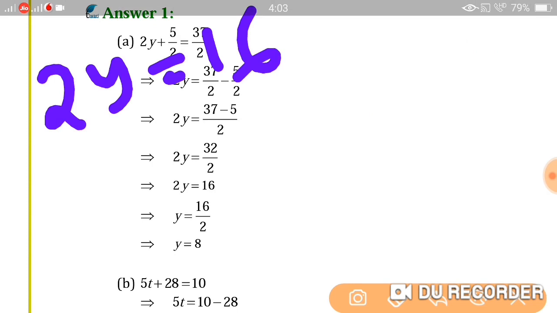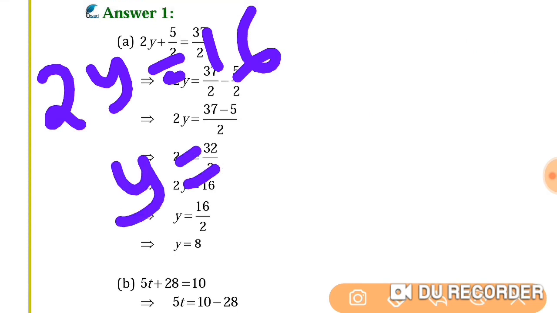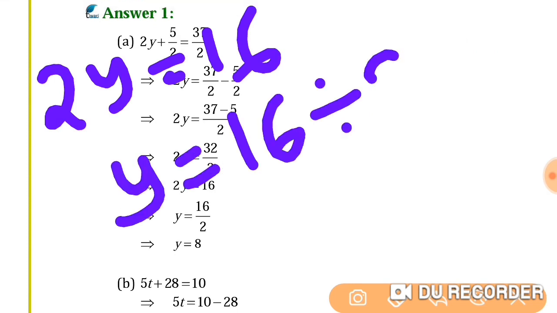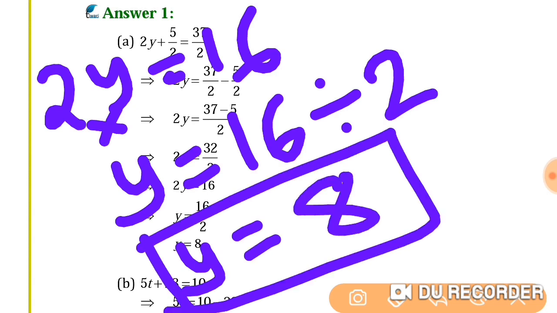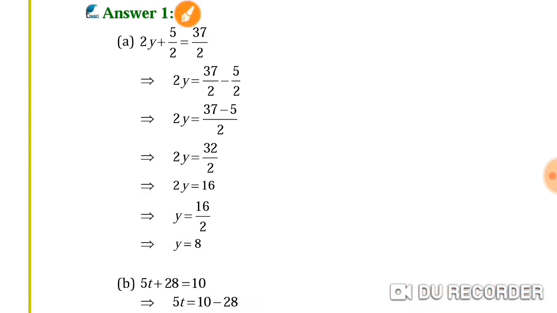Just now I said I don't want 2y here. So it becomes division by 2, because there is a multiplication between the 2 and y. If you transfer it here, it becomes division. So y is equal to 16 divided by 2, which is 8. So what is the value of the variable? 8. So here is your answer.